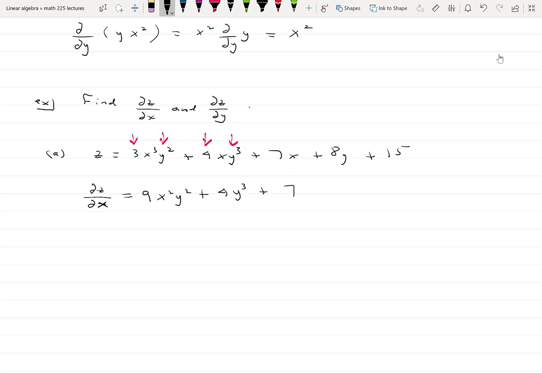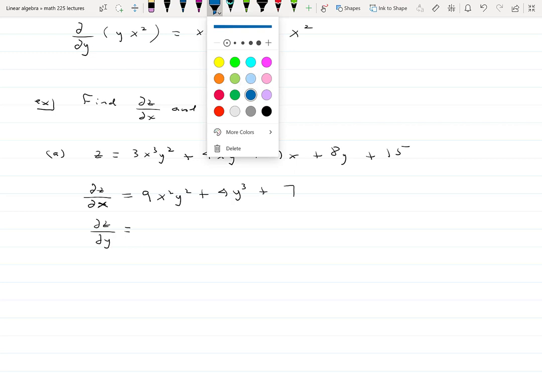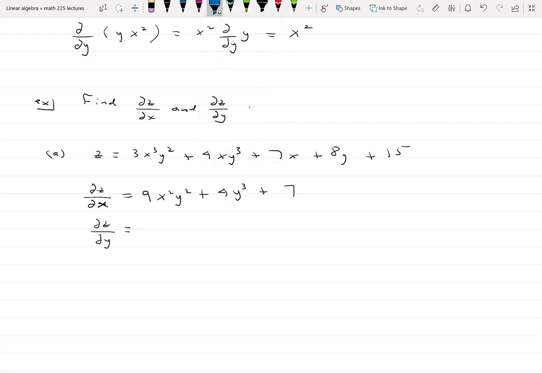So let's do this with respect to y now. Let's find the partial derivative of z with respect to y. Okay, now we're going to take a derivative of this function with respect to y, so we're going to hold x constant. So with respect to y, x is constant, so 3x cubed is constant. Anything that doesn't have a y in it is constant. When I'm taking a derivative with respect to y, what's the derivative of y squared? It's 2y.